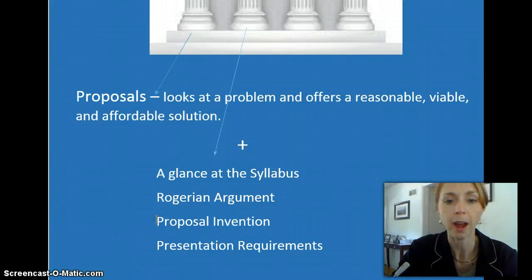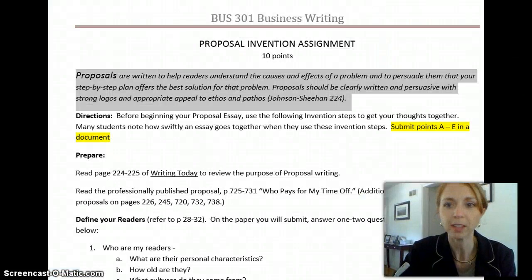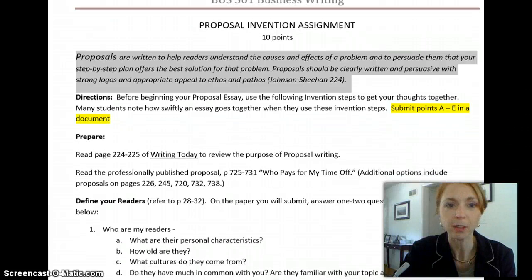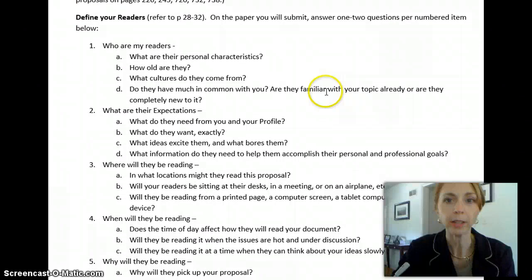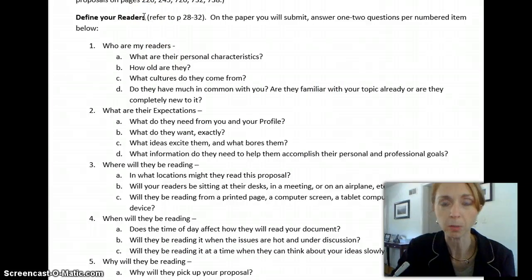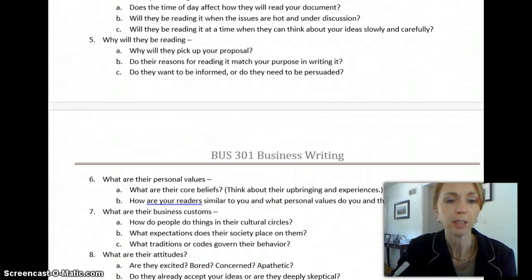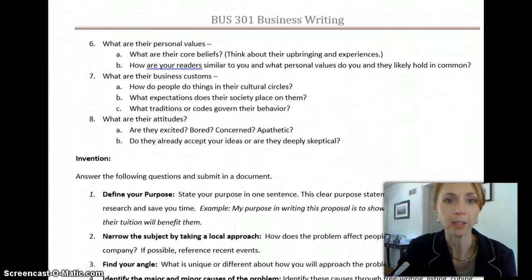Let's look again at the rest of the proposal invention. This is just like the invention for your other work. Work on points A through E in the document. Really look at your readers. Who are your readers? Are you making this proposal to your boss at work, to a supervisor? If so, really think about their expectations, when they'll be reading it, and so forth. Follow the directions listed in Moodle regarding this invention.